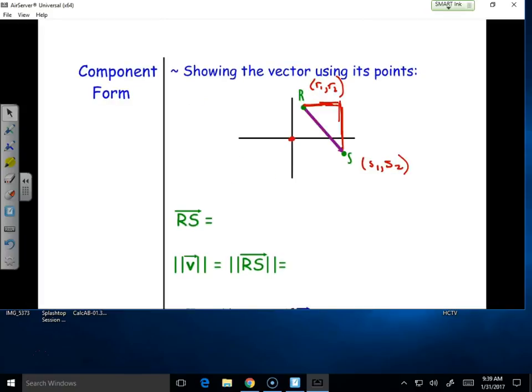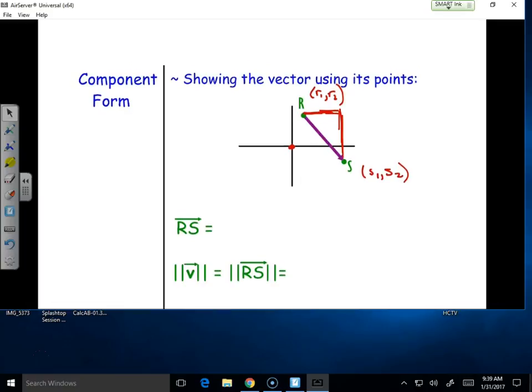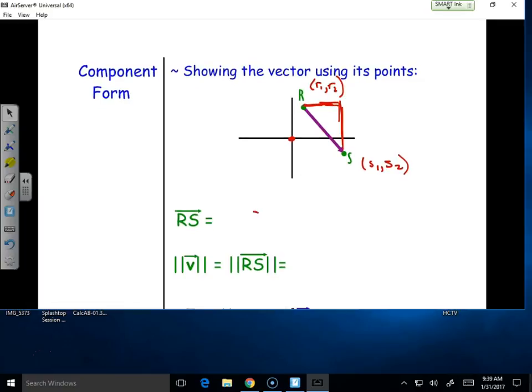Let's show it with the formula. We can say, let's do S1 minus R1. It's always the terminal point minus the initial point, the end minus the beginning. S1 minus R1 will give us the distance over. And then we're going to put a comma, and then we're going to do S2 minus R2. We're basically just doing change in x's and change in y's. This will be S2 minus R2, the end minus the beginning.